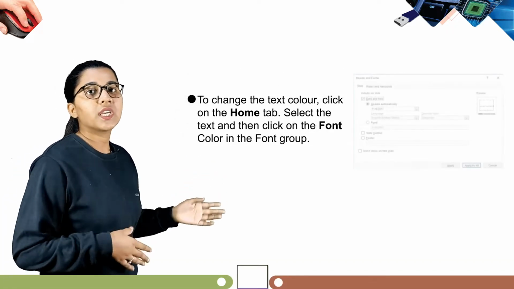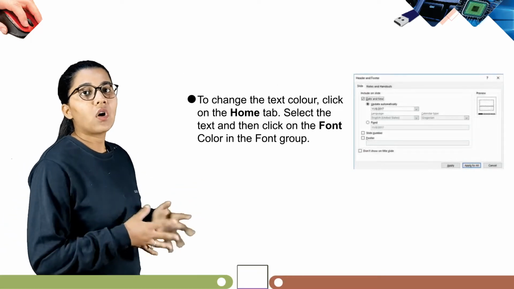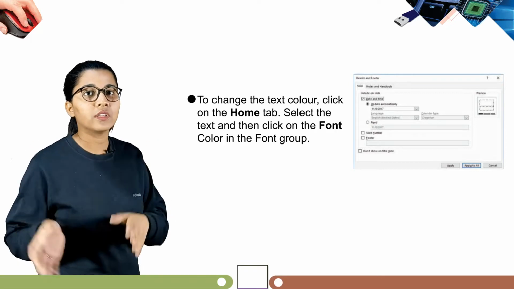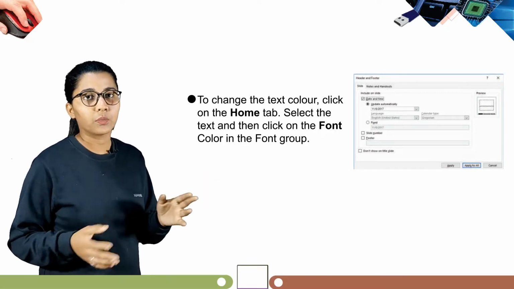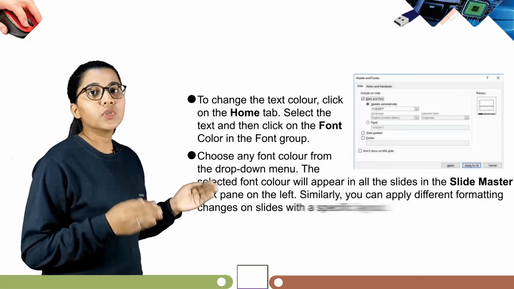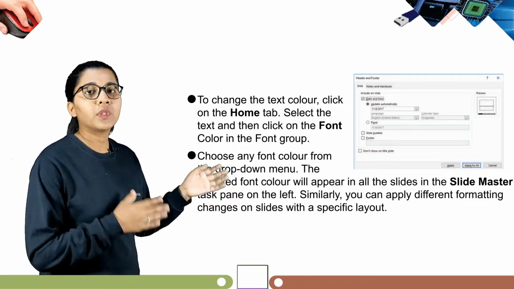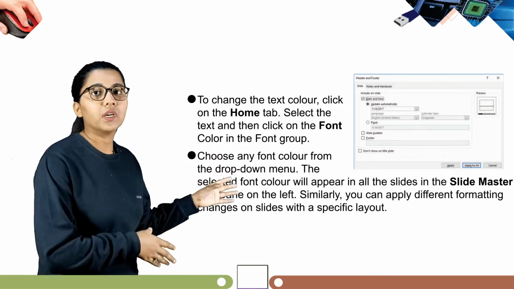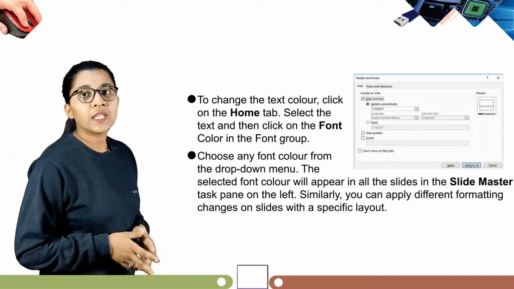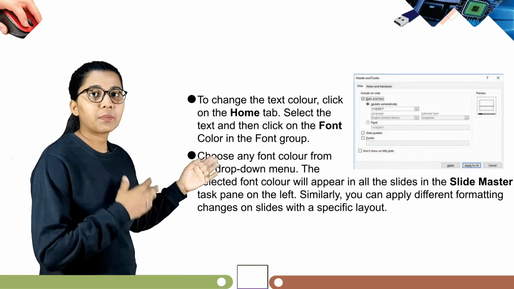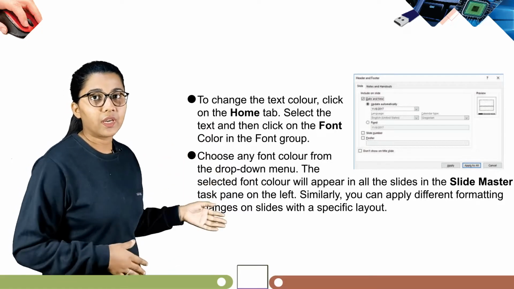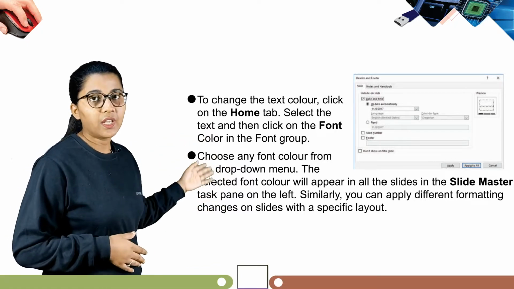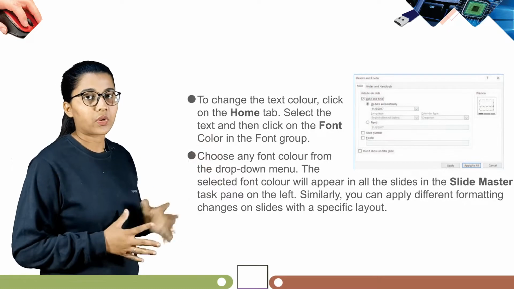Next, to change the text color, click on the Home tab, select the text and then click on the font color in the font group. Next, choose any font color from the drop-down menu. The selected font color will appear in all the slides in the Slide Master task pane on the left. Similarly, you can apply different formatting changes on slides with a specific layout.